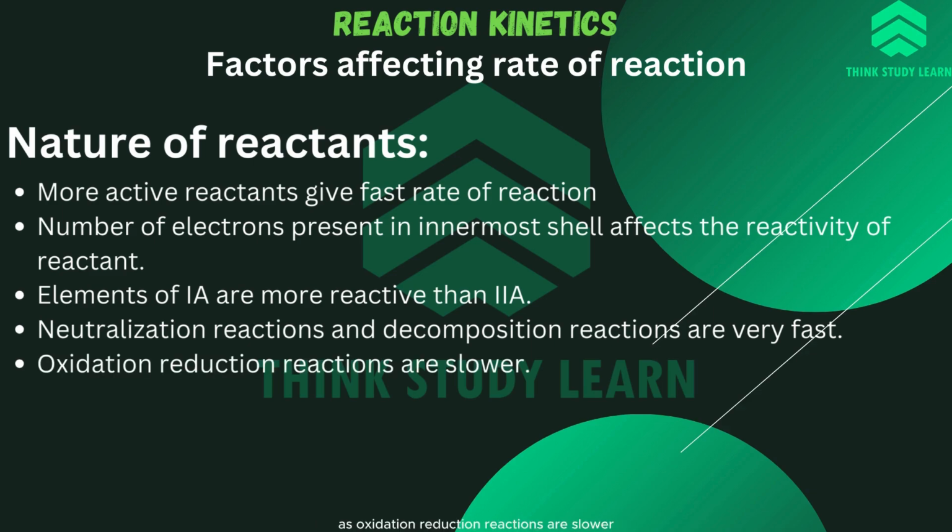Oxidation reduction reactions are slower because in these, gaining and losing of electrons and atoms occurs. Ionic reactions are very fast because in this reaction the ions take part and there is a very large amount of attraction between the positive and negative ions, so they give us a very fast reaction.